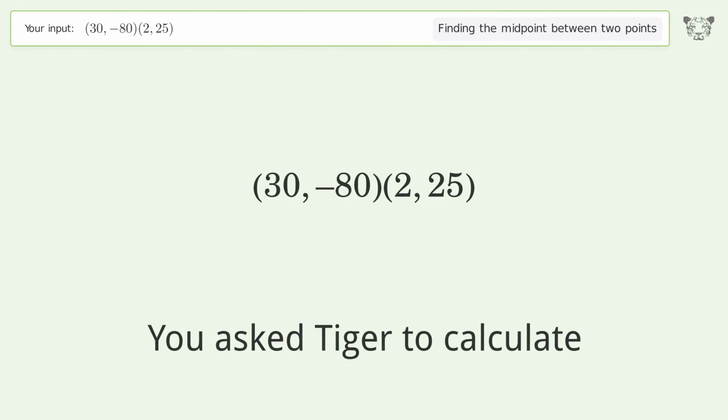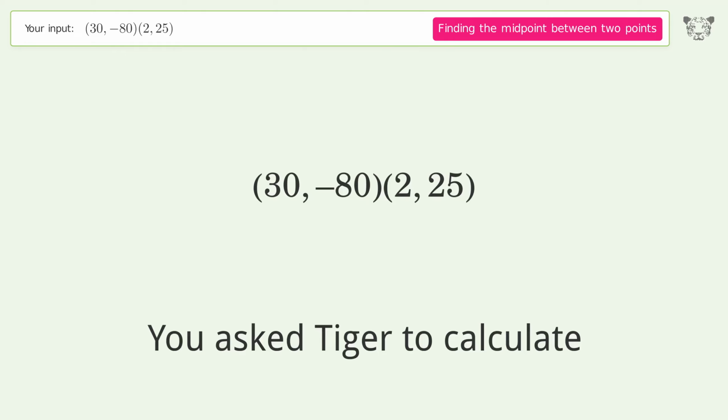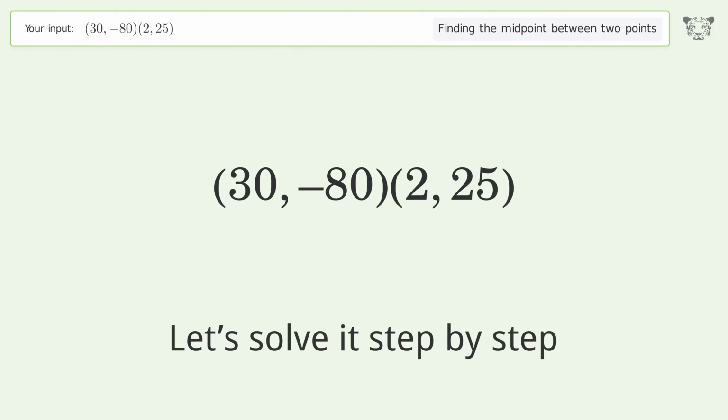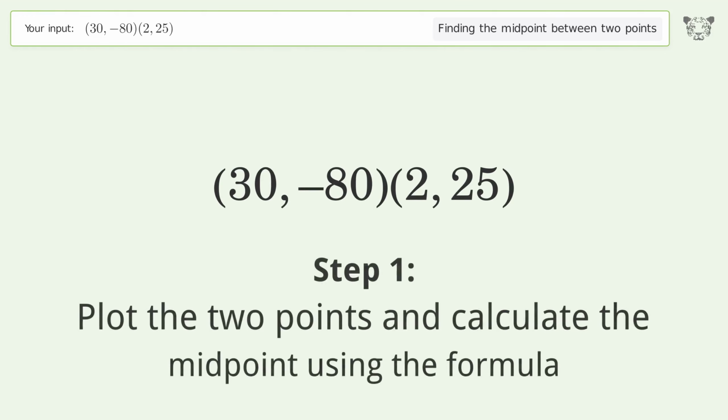You ask Tiger to calculate. This deals with finding the midpoint between 2 points. The midpoint between the 2 points is 16, negative 27.5. Let's solve it step by step. Plot the 2 points and calculate the midpoint using the formula.